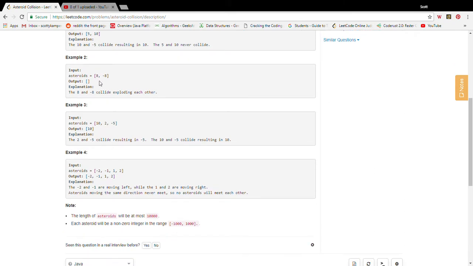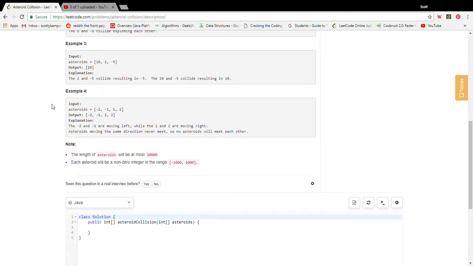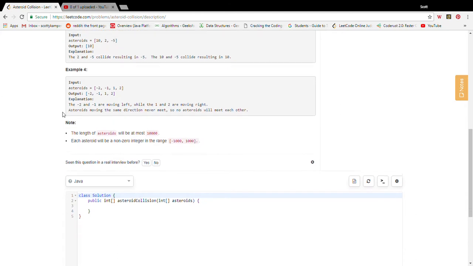8, -8. Two asteroids of the same size heading towards each other are going to collide. They both explode. We're left with nothing. Asteroids 10, 2, -5. These two are going to the right, this one to the left. 2 and -5 are going to collide. -5 is going to win. And then -5 will keep moving to the left where it will collide with 10. 10 will win. We're only left with 10.